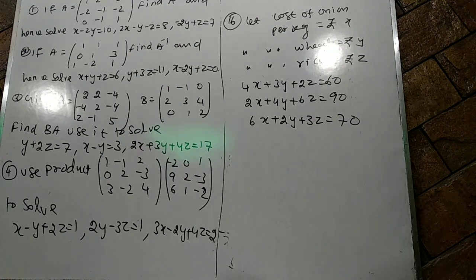Yes, another condition. If determinant A is equal to 0, then we have to find adjoint of A into B. If adjoint of A into B is not equal to 0, then the system is inconsistent and it has no solution. If adjoint of A into B is equal to 0, then the system is consistent and it has infinitely many solutions. This is what I told you.